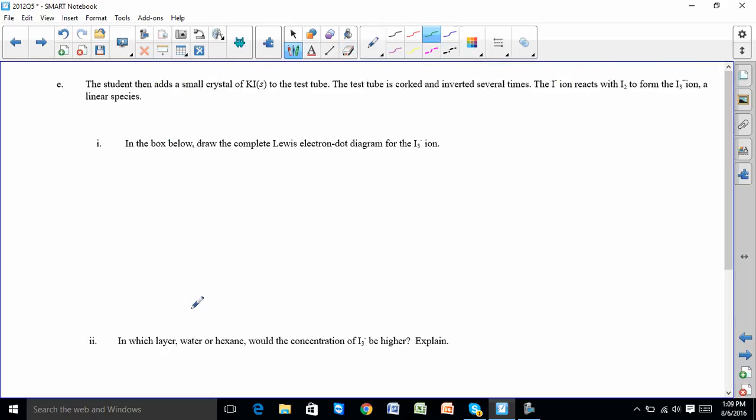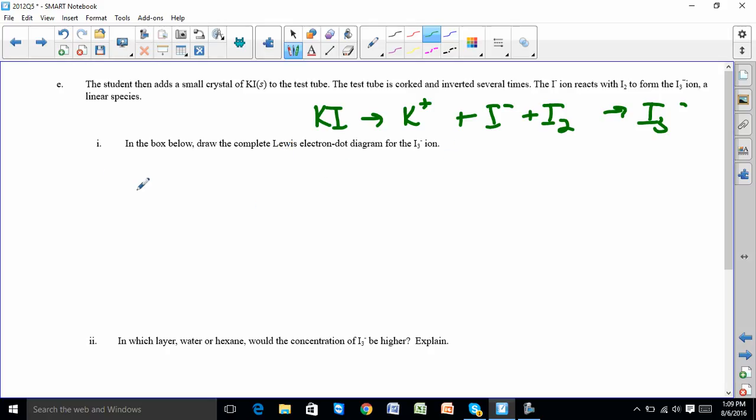All right, next page. A student adds a small crystal of KI to the test tube. The test tube cork is inverted several times. Basically it's saying that KI, when it hits the water, dissociates into potassium ions and iodide ions. And then the iodide ion hooks up with an iodine molecule and it makes I3 minus. Draw the Lewis electron dot structure for I3 minus.